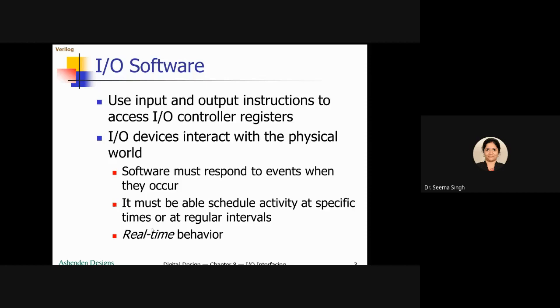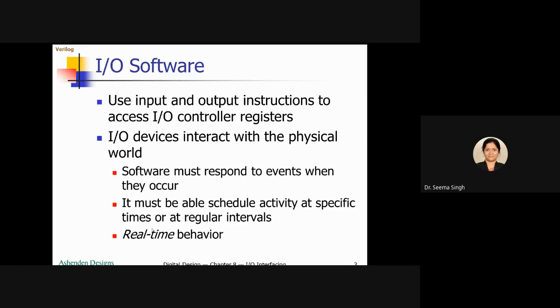IO software uses input and output instructions to access any IO controller register. If you remember, when I taught about the controller, I told you that the IO controller will be connected to a specific register in the processor, so that any input data value will come and be stored in this IO controller register only.